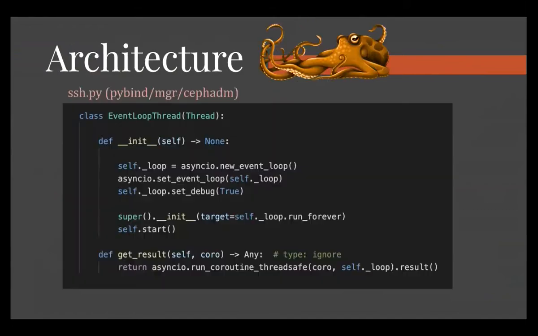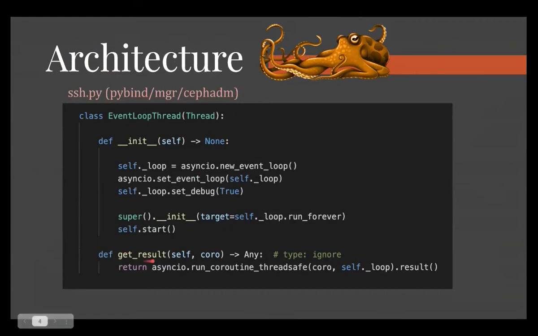So in terms of the architecture, I thought it would be helpful to show some of the code. I feel like it explains a lot about what's happening. Basically, there's this module that I created, ssh.py in PyBind Manager Ceph-ADM. What we're doing here is creating a thread just for SSH and Ceph-ADM, and we're creating our event loop and starting it in that thread.